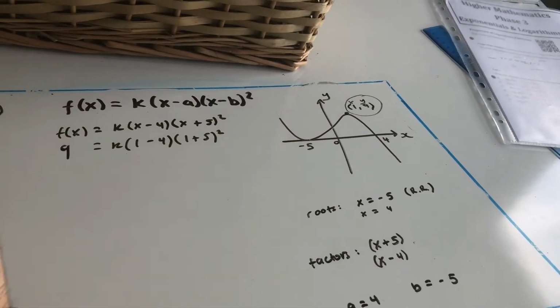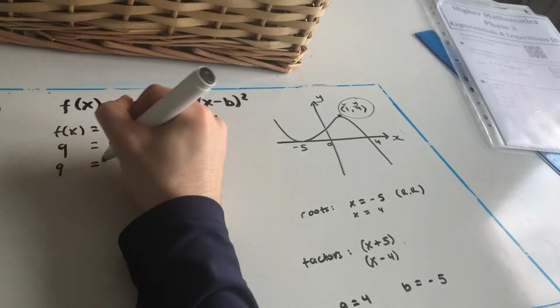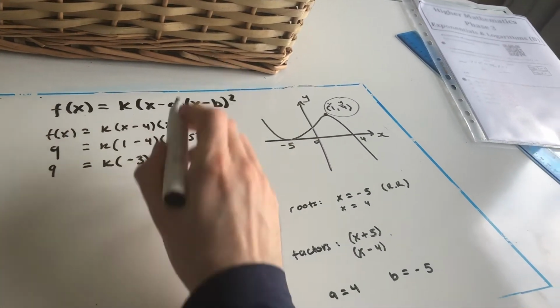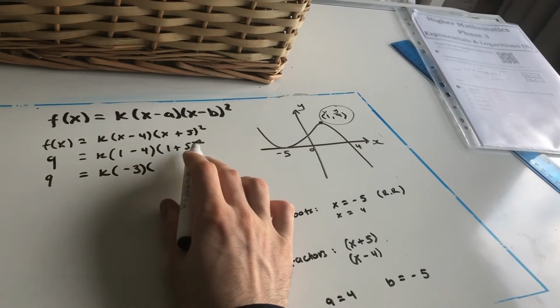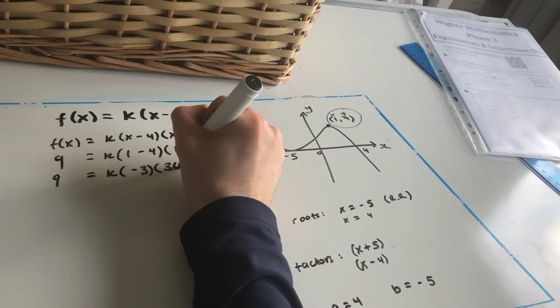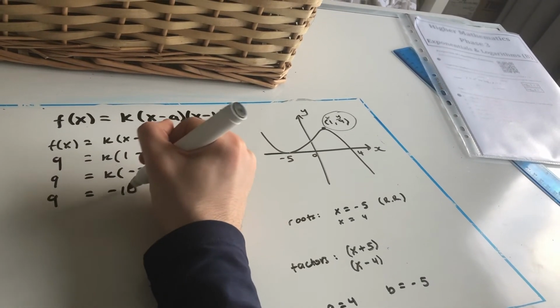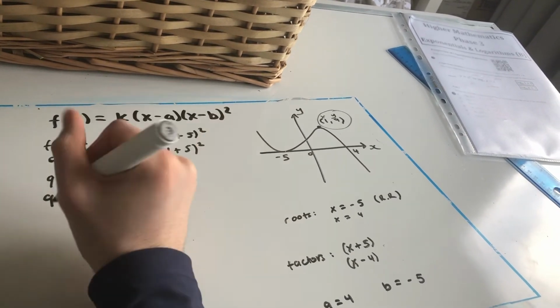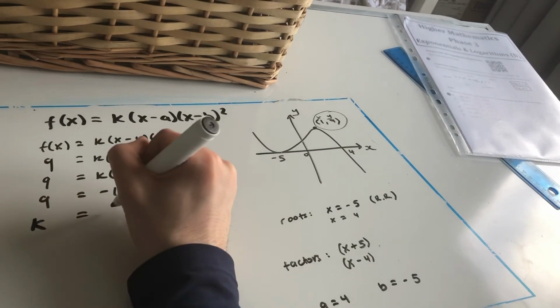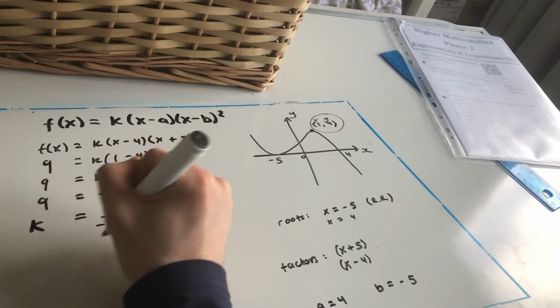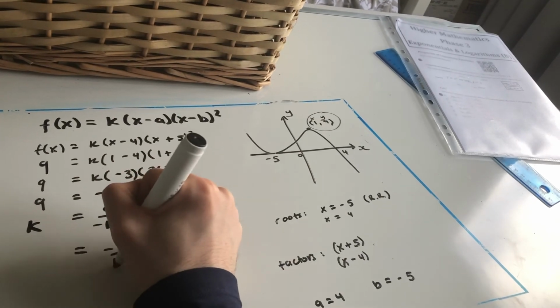Okay, so working that through, we're going to get 9 equals k times -3 times, well, that's 6 squared, which is 36. So 9 equals -108k. So k equals 9 divided by -108, which is -1/12.